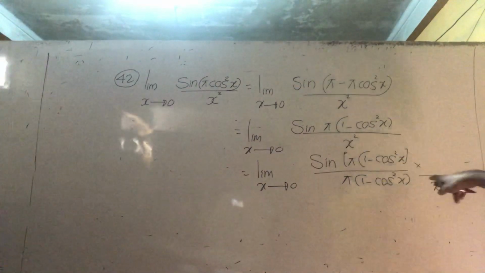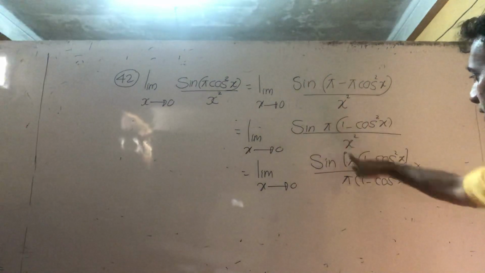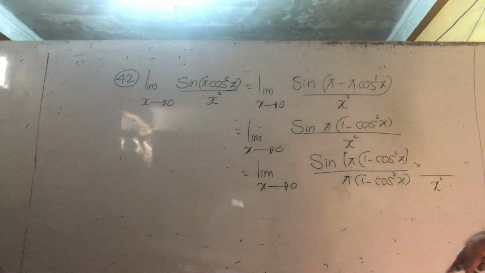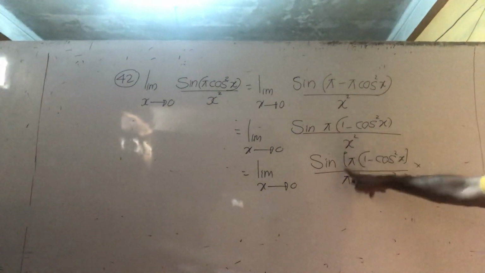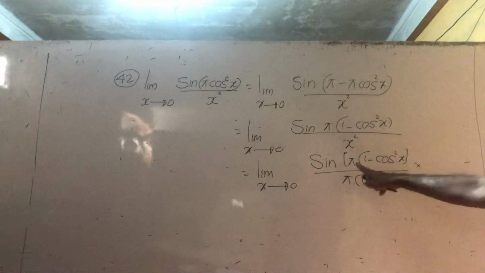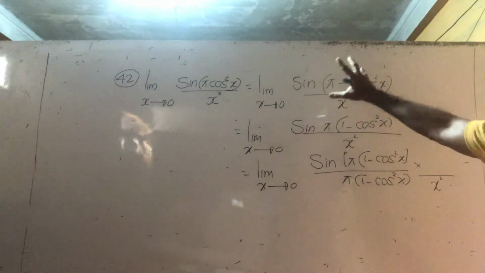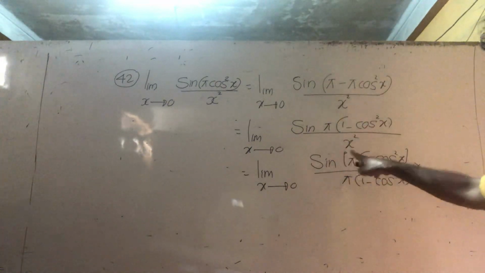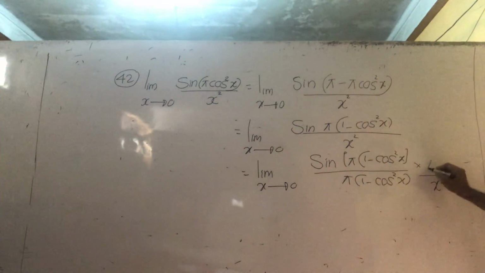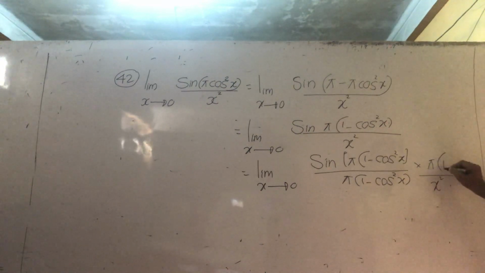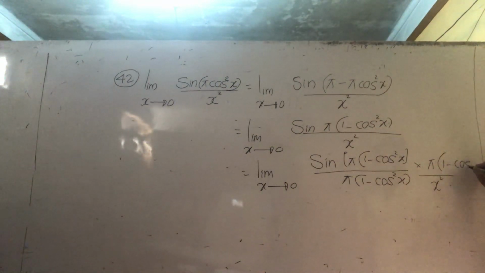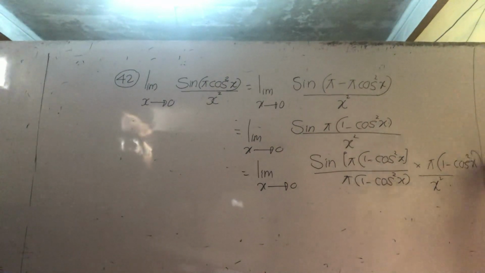Now see if everything is okay. Sin is available, pi is there, 1 minus cos² okay, this is x² okay. This is an additional term not available in the original given question. You have to remove this, the division, then we multiply pi into (1 minus cos²x).